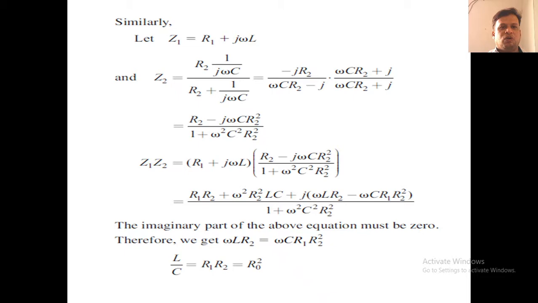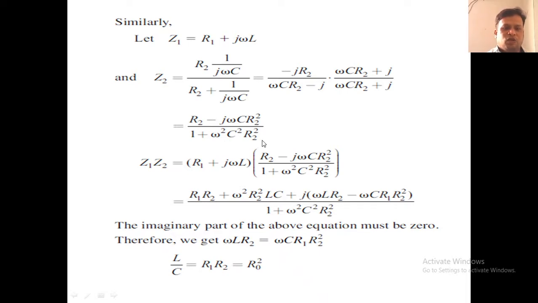Similarly, if Z1 is equal to R1 plus j omega L and Z2 is equal to R2 into 1 by j omega C divided by R2 plus 1 by j omega C, that is equal to minus j into R2 by omega CR2 minus j, into omega CR2 plus j by omega CR2 plus j. So here we are rationalizing this one. As I am showing the cursor here, it is the rationalizing of this particular equation. We rationalize it to get a proper value. After rationalizing, we get R2 minus j omega CR2 square by 1 plus omega square C square R2 square.